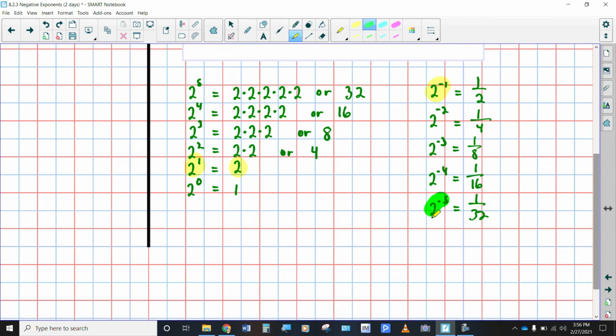If we take any number to a negative exponent, that's going to be equal to the same number to the positive exponent. It's going to be the reciprocal of that answer. So 2 to the negative fifth is going to be the reciprocal of 2 to the fifth. And the reciprocal of 2 to the fifth is 1 over 32.